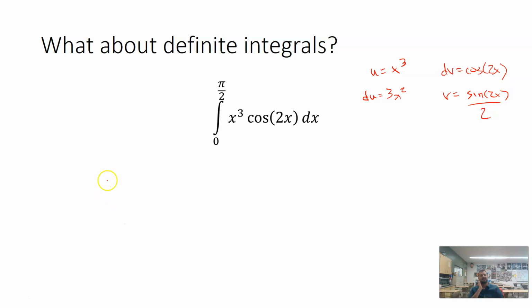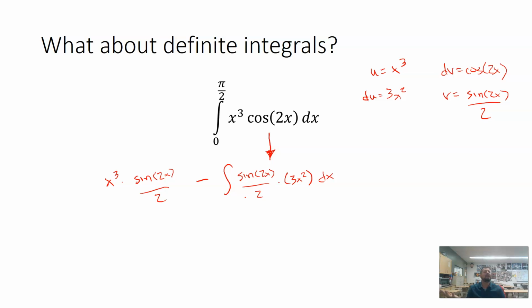So what I have here as my antiderivative is x to the third multiplied by the sine of 2x over 2, minus, then we've got v, so that is still the sine of 2x divided by 2 multiplied by du, so that's multiplied by 3x squared. Now you'll notice in this problem that we have an issue, okay? I still don't know how to take the antiderivative of that part.